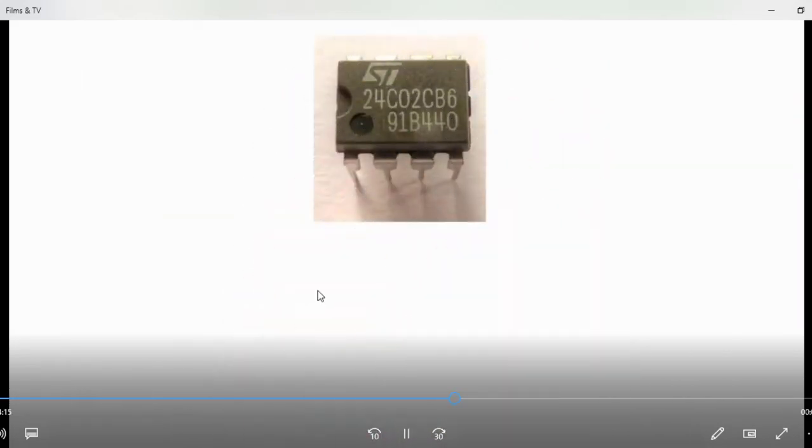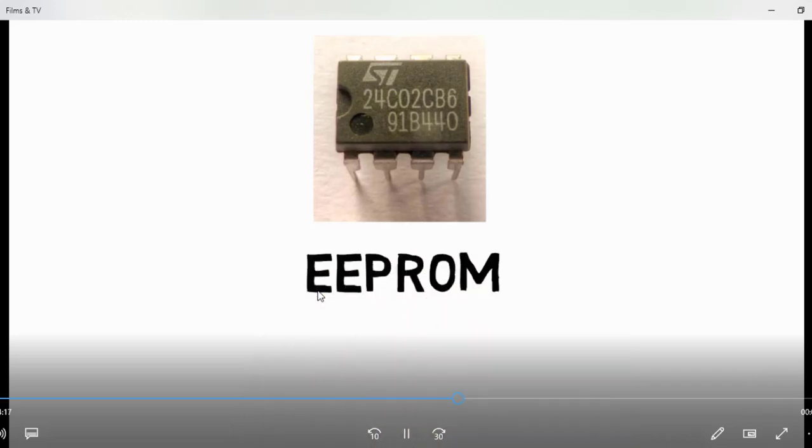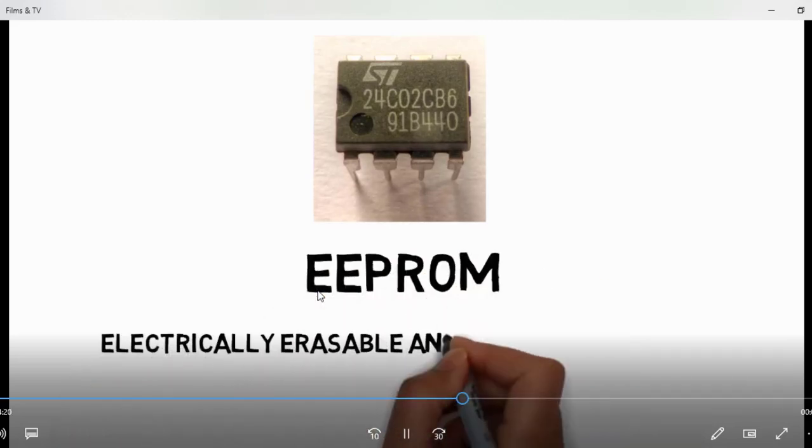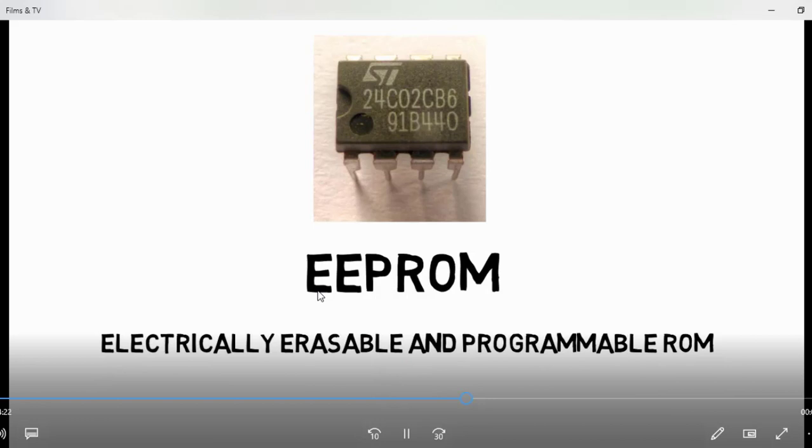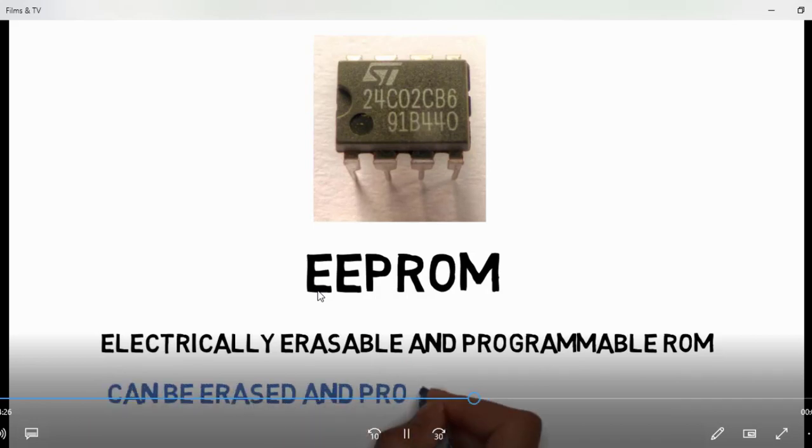The next ROM is EEPROM. That is electrically erasable, so the data can be erased electrically and it can be programmed again. It can be erased and programmed 10,000 times.